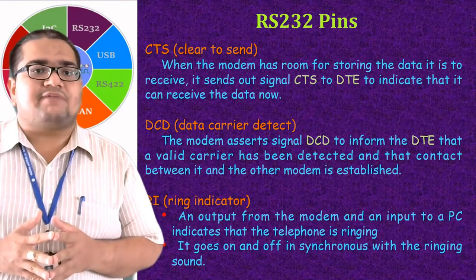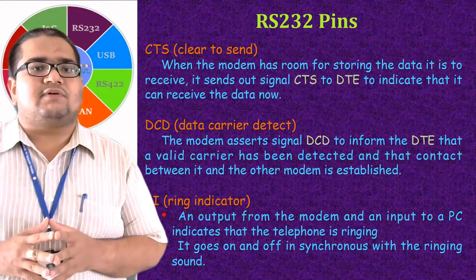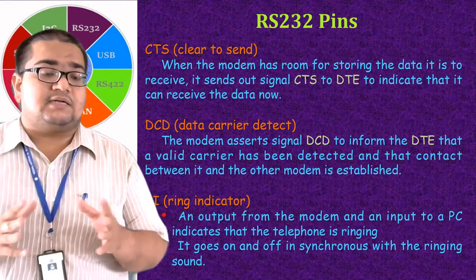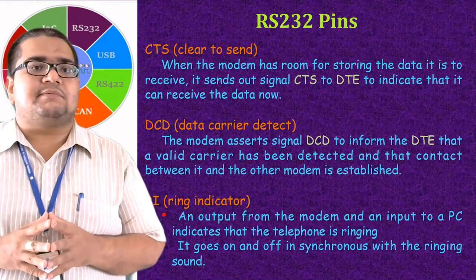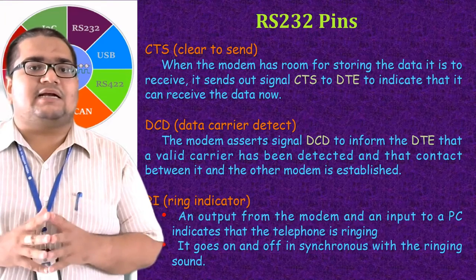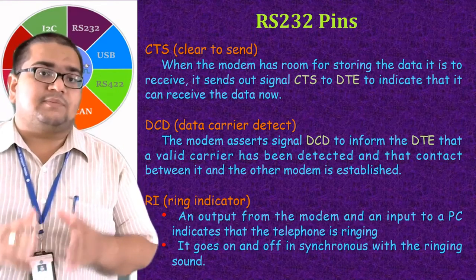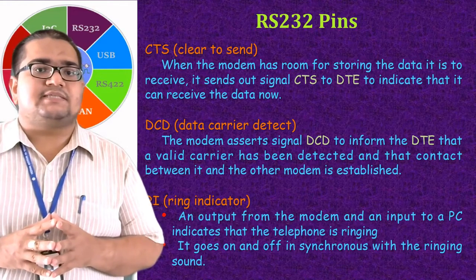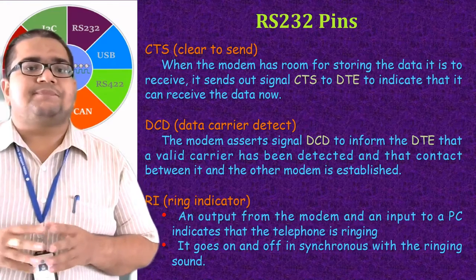Next to that, we have DCD, data carrier detect. Whenever it is asserted, the modem asserts this DCD signal to inform the DTE that a valid carrier is being detected at that particular terminal, that is, the DCE device, and that the modem can establish the communication.